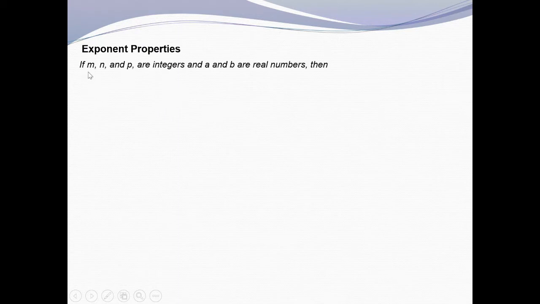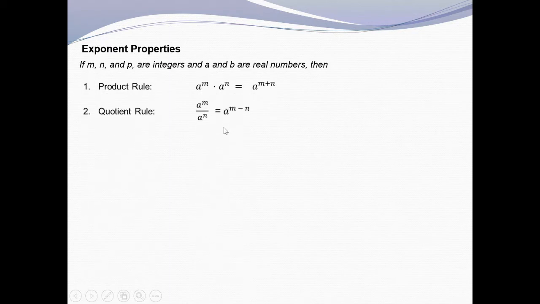So here are the rules for exponent properties. It says here, if m and n and p are integers and a and b are real numbers, then this is called the product rule. A to the m power times a to the n power equals a to the m plus n. In other words, when you have the same base, the a is the base, when you have the same base, you add the exponents. That's how we do it.